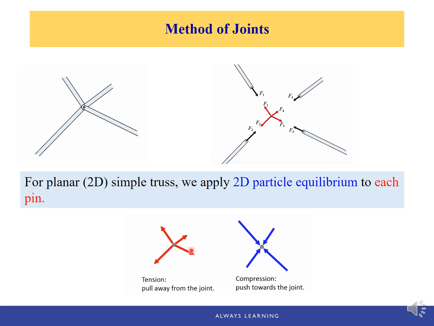If the forces in the members are tensile, or in tension, then the forces acting on the pin pull away from the joint. If the forces in the member are compression, then the forces acting on the pin push towards the pin. This is the base for the method of joints we will discuss later.